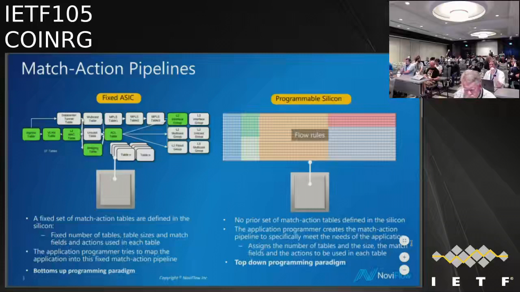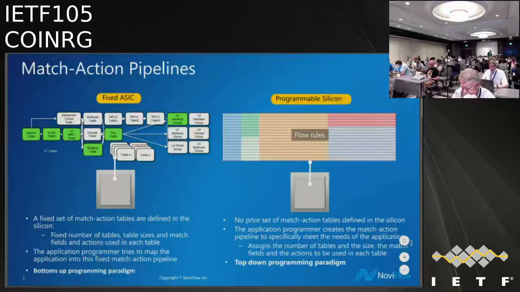And in most switches, you'll find a fixed ASIC, and that's what you see on the left. In a fixed ASIC, you'll find a fixed set of match action tables defined in the silicon. The size of these tables is fixed, the fields that you can match on are predefined, and the actions that you take in that particular table are also fixed. As an application programmer trying to use this in an SDN context, I would have to map my application into this fixed match action pipeline. So it's really what we call a bottoms-up programming paradigm. You have to see what's in the silicon, and that drives what you can do with your application.